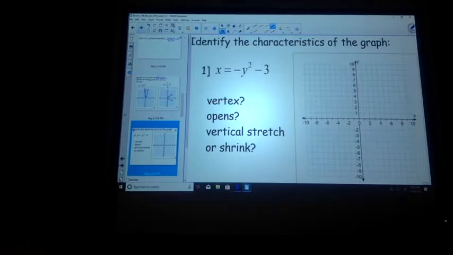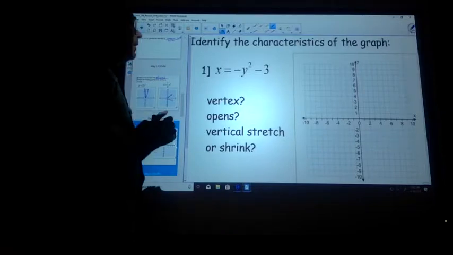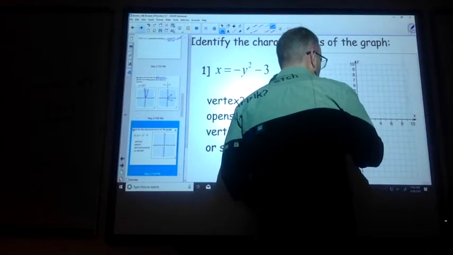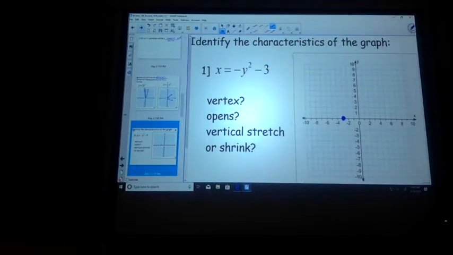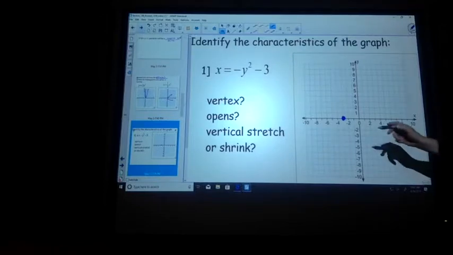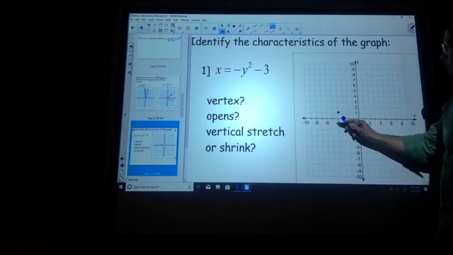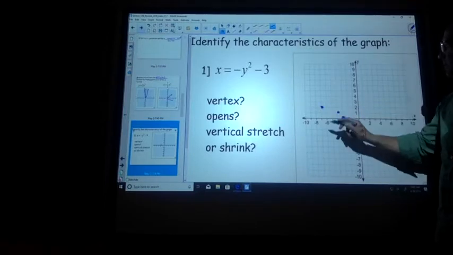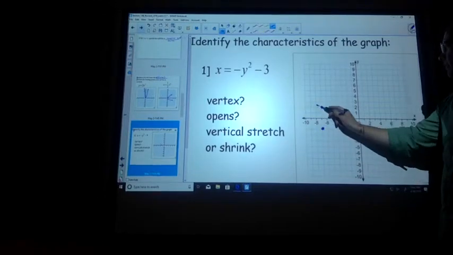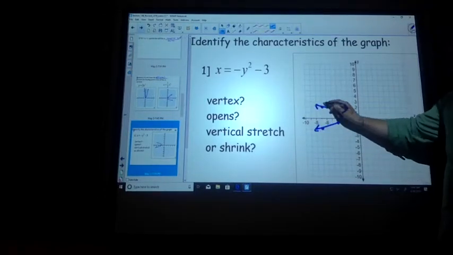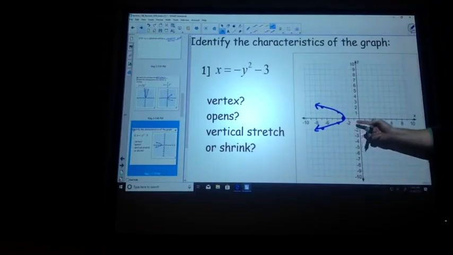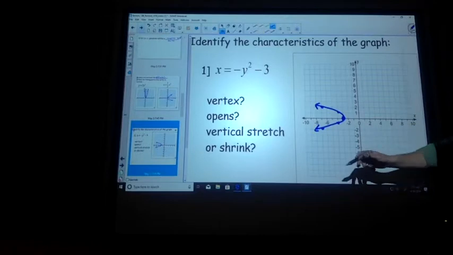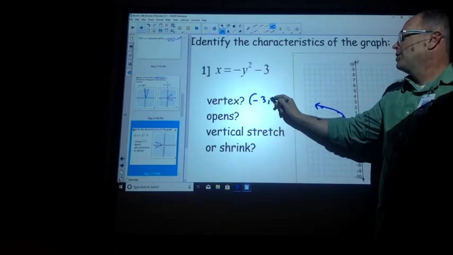Secret. I love secrets. All right, so this one, it's -3, so it's going to shift 3 this way. Is that okay? Does this one open right or left? Left, and the pattern graph says the 1, 3, 5. So the vertex here is, come on guys, vertex here is what? -3, 0. Good, -3, 0, opens left.